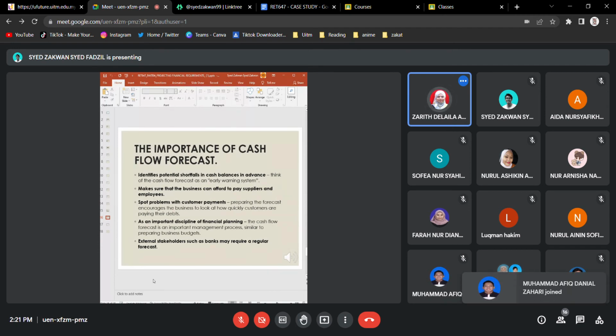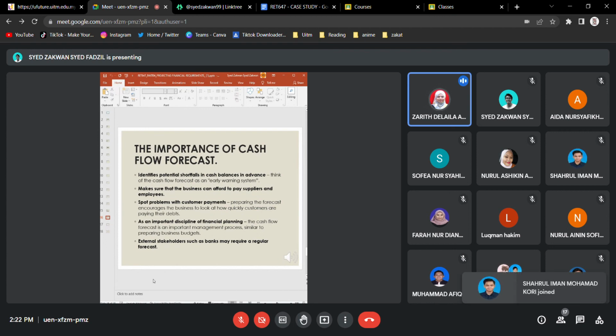Alright, and then next, another importance of this cash flow forecast adalah, we want to make sure that this cash flow is very important for our business because this cash flow is actually one of the important management processes. So we have to make sure that whatever we do, especially in terms of spending our money, does not give any implication to our business. That means we have to prepare all the business budget before we can spend our cash easily. Okay, itu adalah another importance of cash flow.